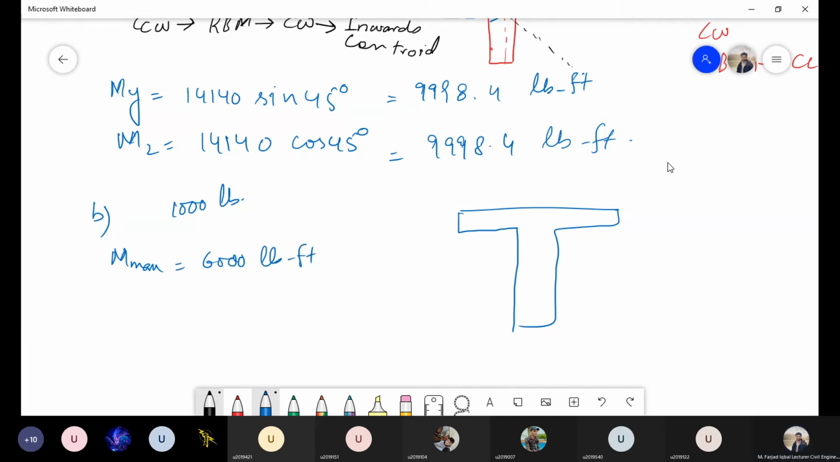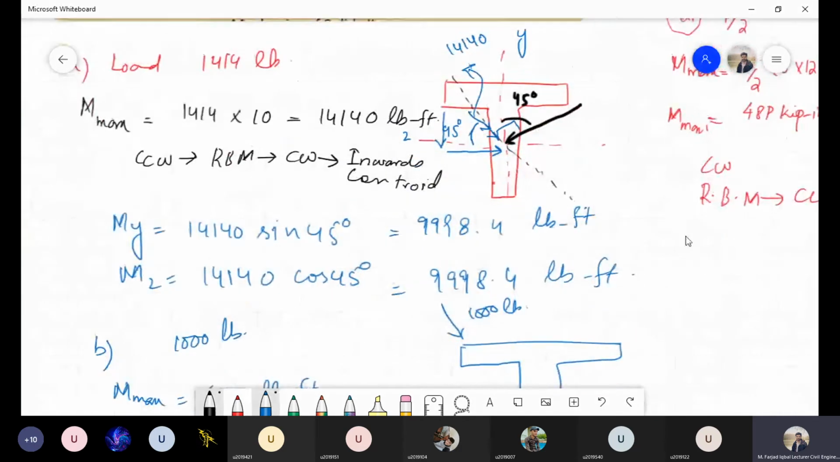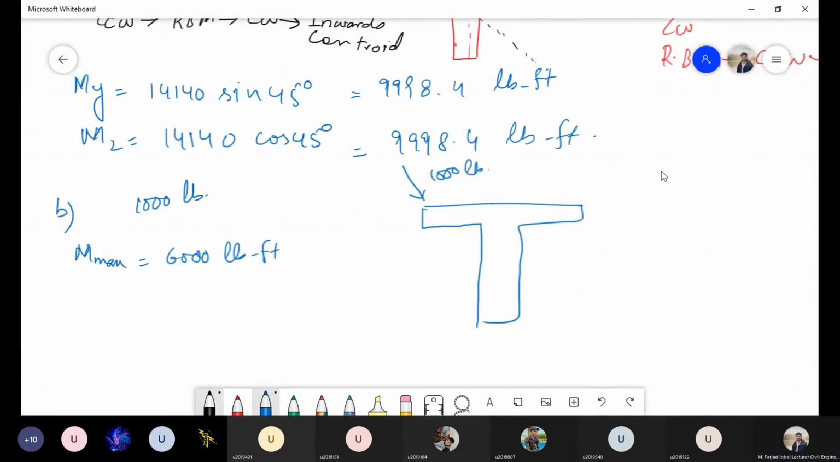And by the way, this 1000 is acting in this direction at an angle of, how much is the angle? The angle is 30 degrees. Okay, so these are the principal axis. Let me just erase it. This is where the 1000 is acting at an angle of 30 degrees. Okay, and the maximum moment is 6000.